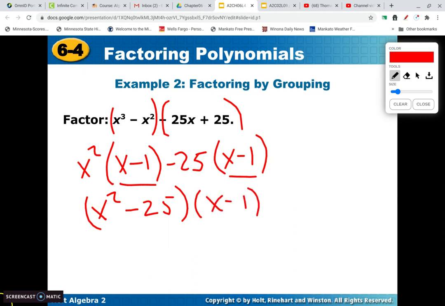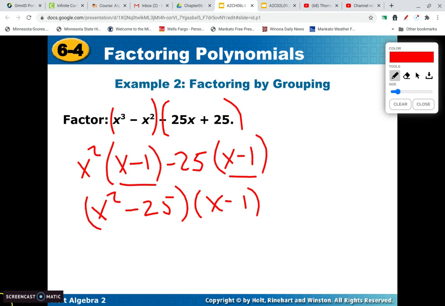You might be thinking, how do we go from there to there? Well, if you think about it, if we distribute it, we are going to take x squared times the binomial x minus 1. And we are going to take -25 times the binomial x minus 1. So we can kind of write it that way, kind of tricky.